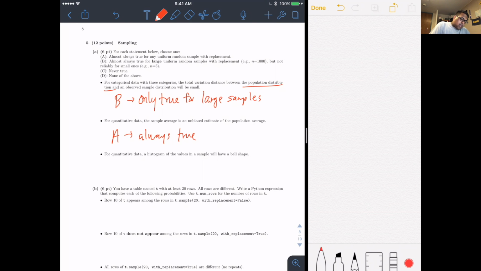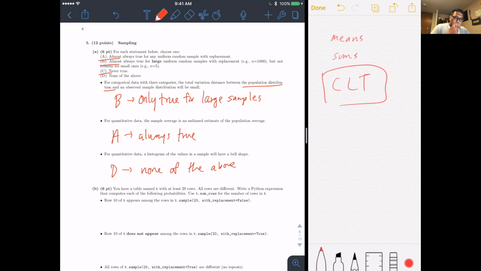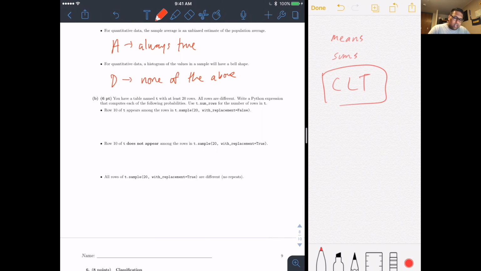So it's not almost always true in either of these cases, but it's also not never true. So it could be true in some cases, right? It really depends on the distribution of the population. Maybe the distribution of the population was already normal, so the histogram of the values will also be normal, right? So again, the central limit theorem only deals with means and sums, not the values themselves. So this would be D. None of the above. So that's central limit theorem. And so that's one of the finer details that we need to worry about.